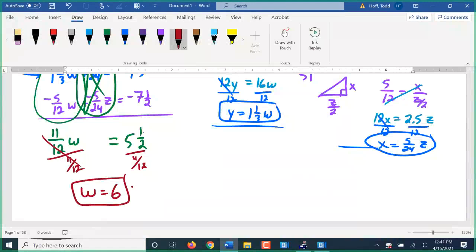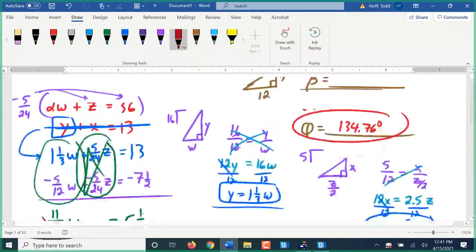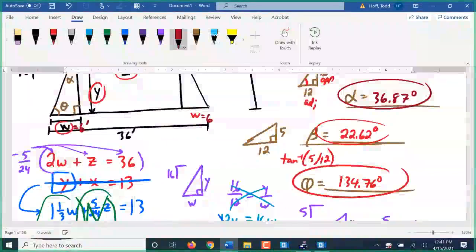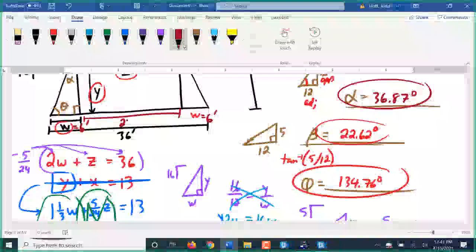Now that I have that, everything else pretty much falls into place. I go up here, W is 6 feet. That means this is also 6 feet. Well, 36 minus 6 is 30, minus another 6 is 24. That means Z across here is 24 feet.